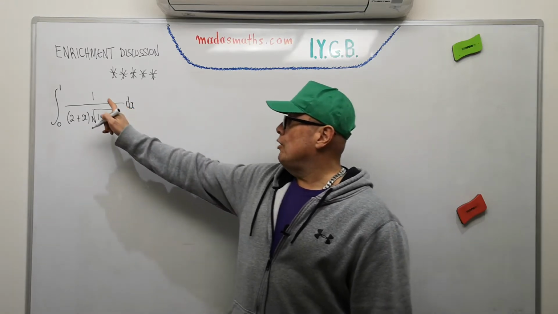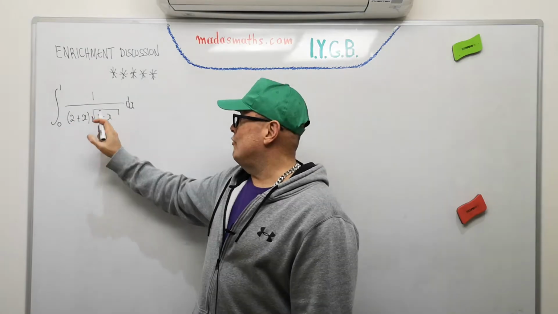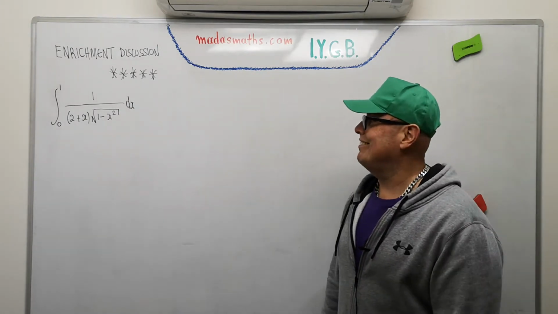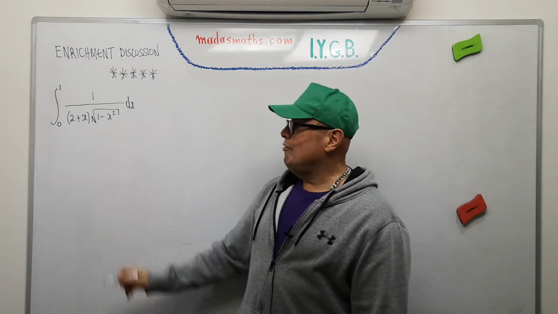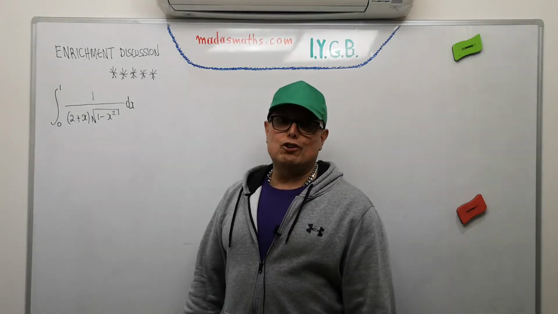Okay, so it's the integral of 1 over, I've got in the bracket 2 plus x and then a square root 1 minus x squared. Lots of mistakes in the copying process. So pause the video if you want to have a go. Otherwise, wait for the solution.